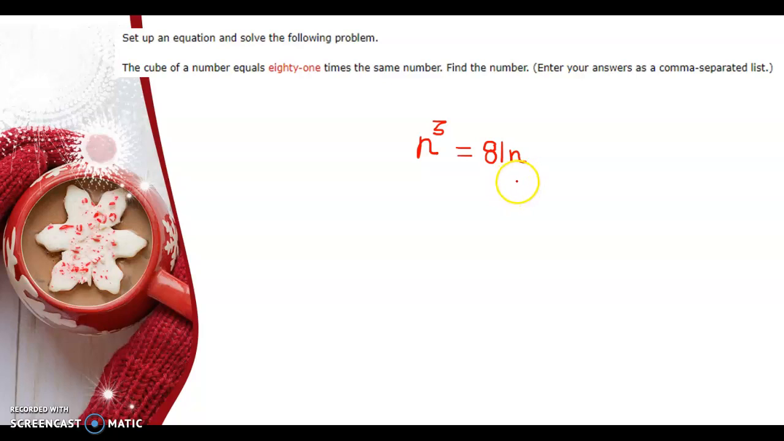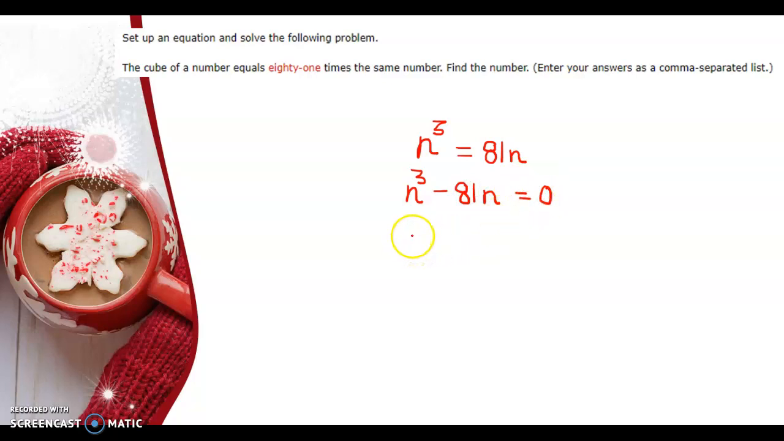Now we want to find n. So we've been solving by factoring. And to solve by factoring, we must first get our equation equal to 0. So I need to bring that 81n over here to the left-hand side of the equal sign with my n cubed. So I do so by subtracting 81n.